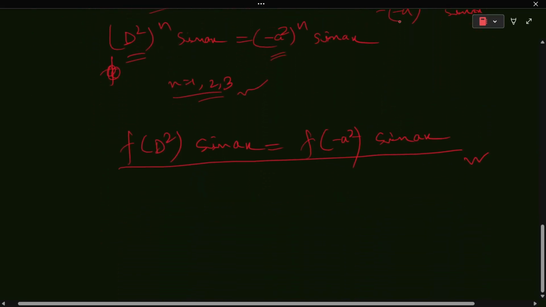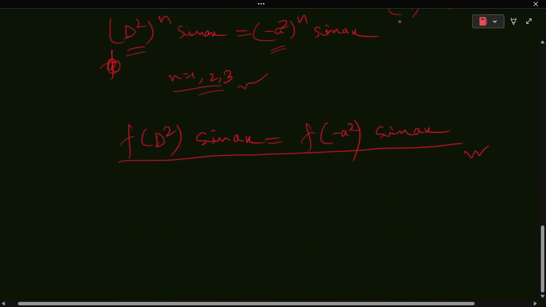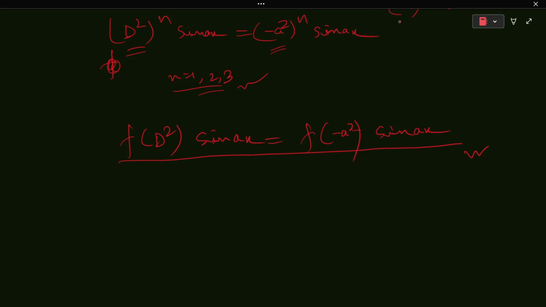Through that result, or that proof, we will find out the rule for how to solve the homogeneous differential equation when capital X of x, the right hand side, equals some sine or cosine function. So f of d square sin x equals f of minus a square sin x, and the same thing will happen for cos ax too. I'm going to write that in the next step.